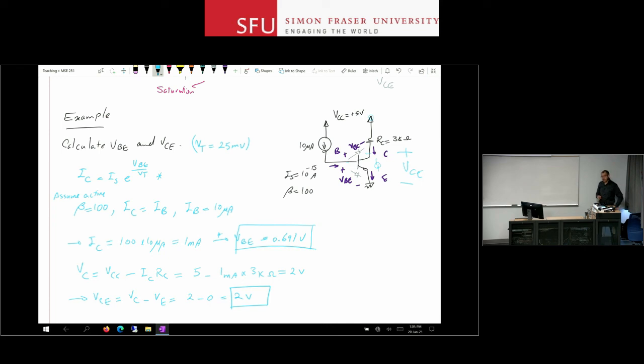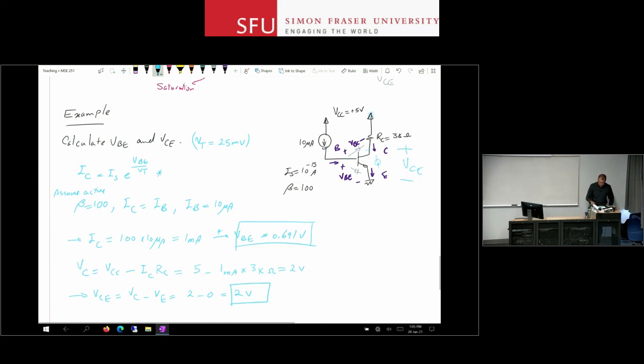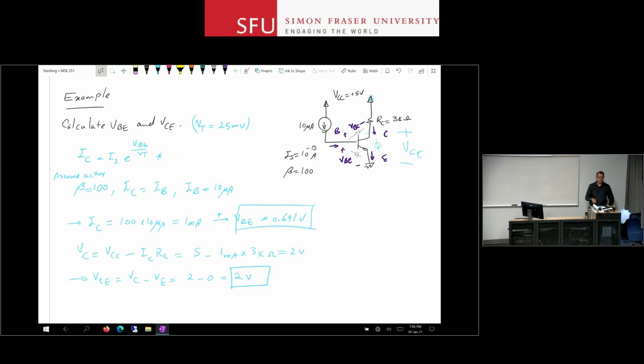I'm not done, actually. I need to make sure that my device is in active region. I'm not going to do that now, but between this lecture and the next one, do the math, make sure that you are convinced that the device is in active region. Go back to the table, remind yourself what the conditions for active region were, and come back and see if they apply here.